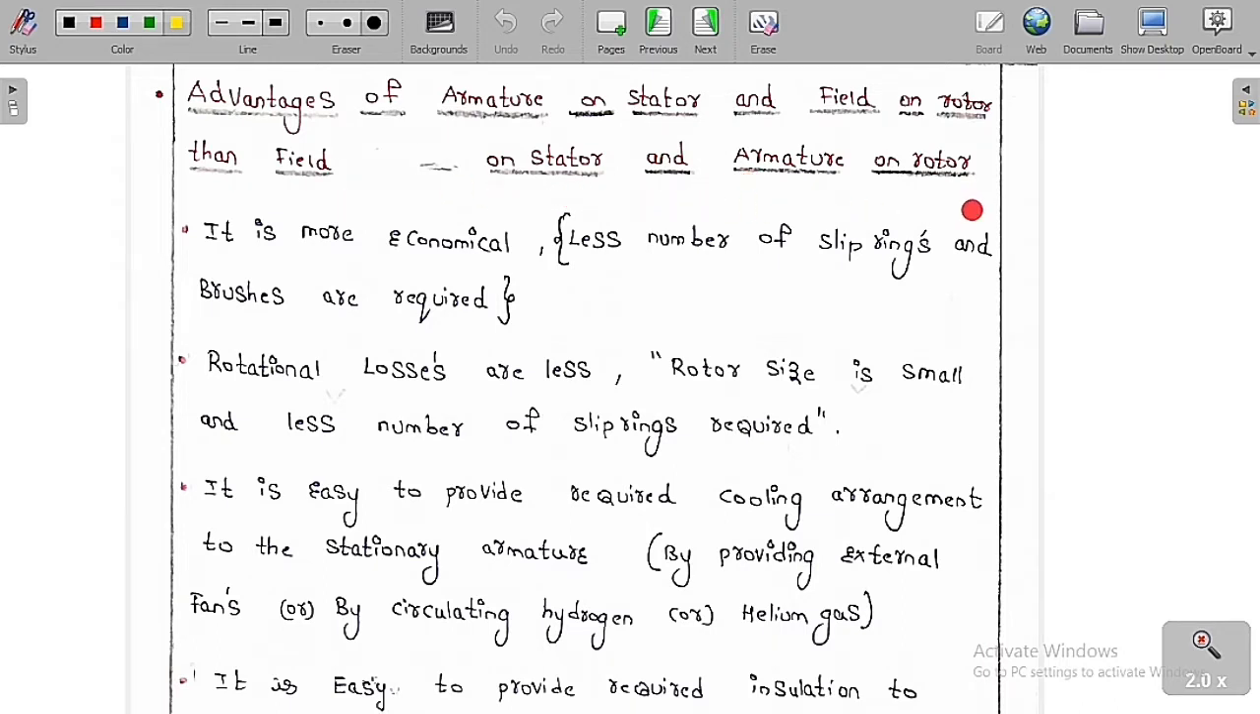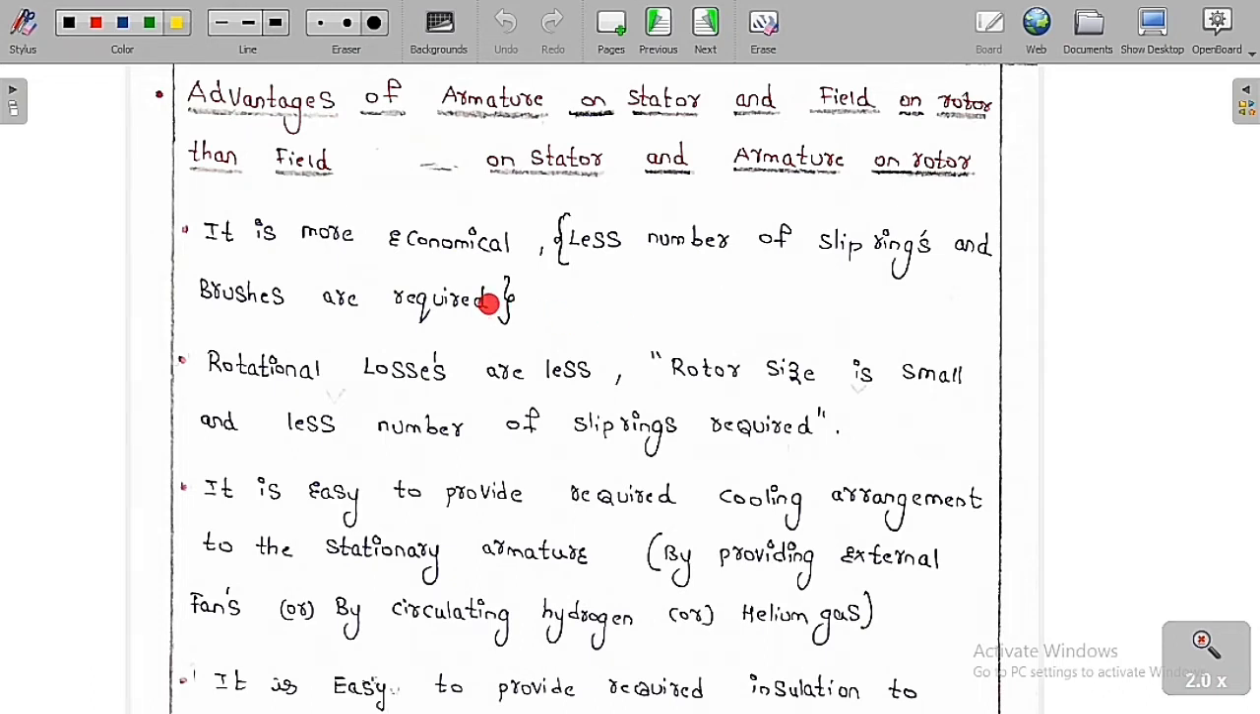So what is the basic advantage of keeping the armature on the stator and the field on rotor rather than keeping the field on the stator and the armature on rotor? The first important advantage is it is very economical, and fewer slip rings and brushes are required. I've already told you it is very economical.